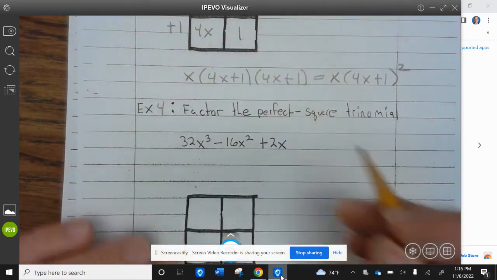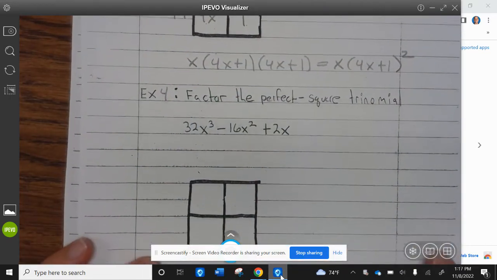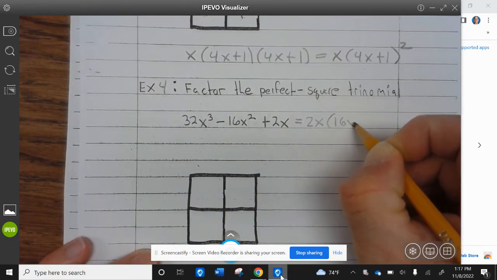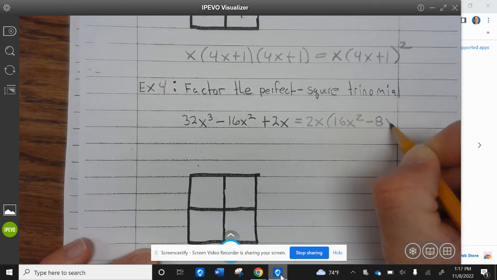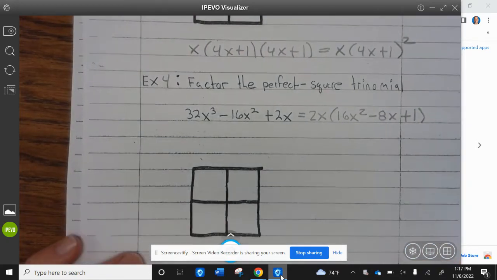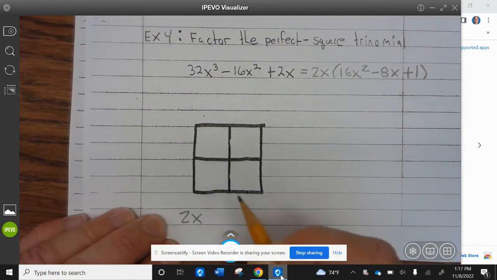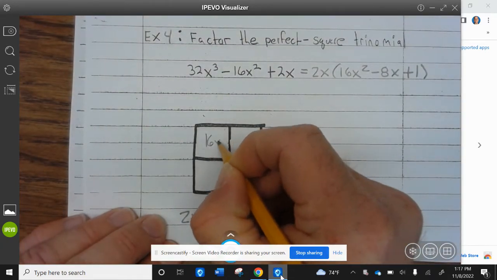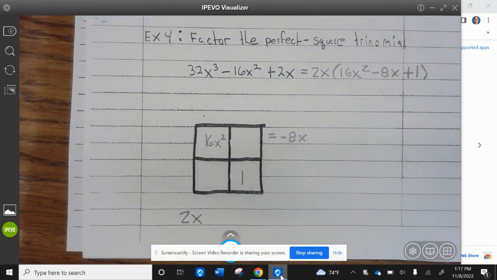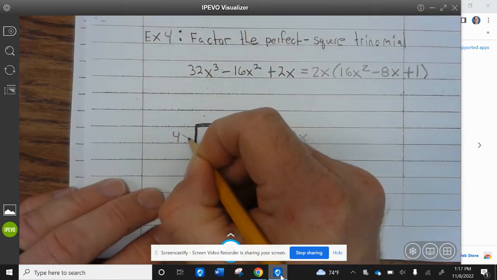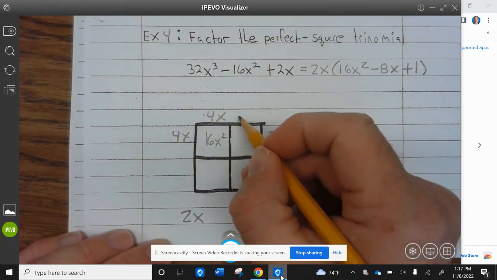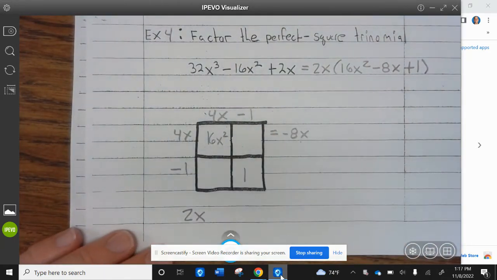Or example 4. Factor the perfect square trinomial. Now in this case, we can actually factor out a 2x from every term, which leaves 16x squared minus 8x plus 1. So that means our final answer will have 2x in it. First term is 16x squared. Last term is 1. These need to combine to be negative 8x. Well, that's 4x and 4x. In order to get a positive 1 but a negative here, that's minus 1, minus 1.